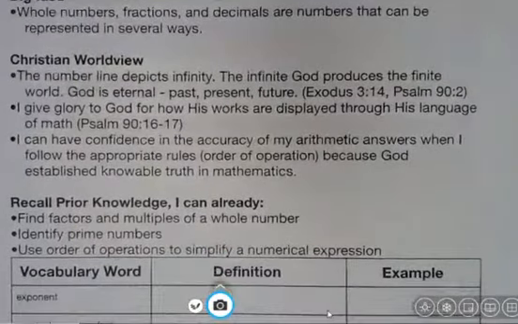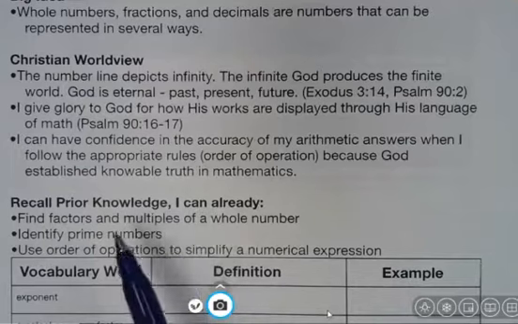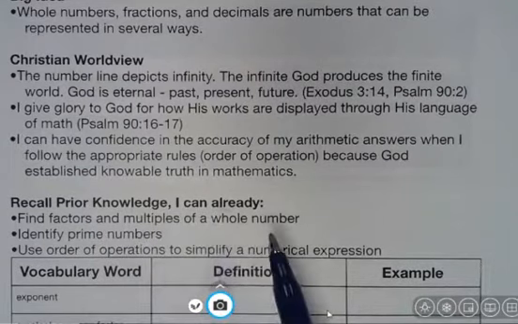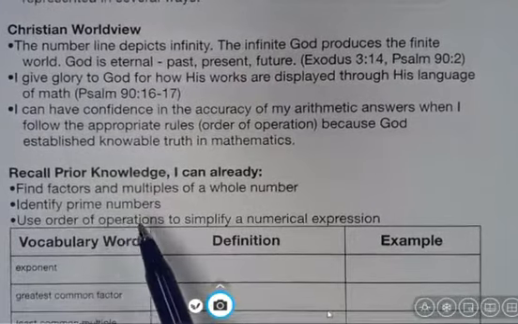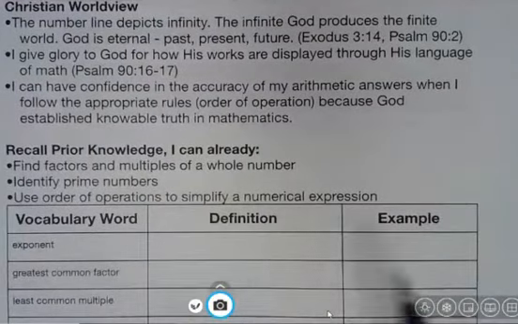I can recall prior knowledge that I already know, such as finding factors and multiples of a whole number. You should have practiced that already. Identifying prime numbers and using order of operations to simplify a numerical expression.